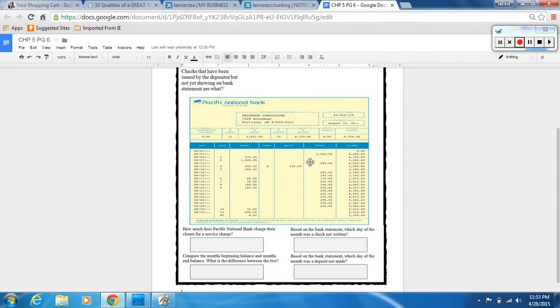So you need to be circling information on here, marking the answers down here in the box, and make sure you understand how to read a bank statement. That's our goal here. How do I read this bank statement? We'll talk about how we use it and how it works, but right now make sure you understand how to read it. That's chapter 5, page 6 of your video notes. Any questions, let me know.